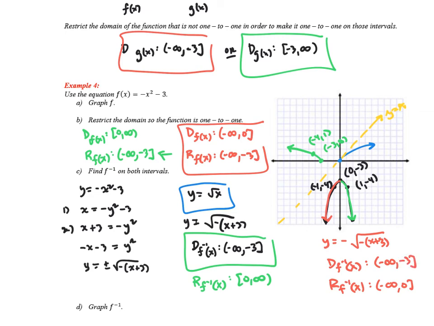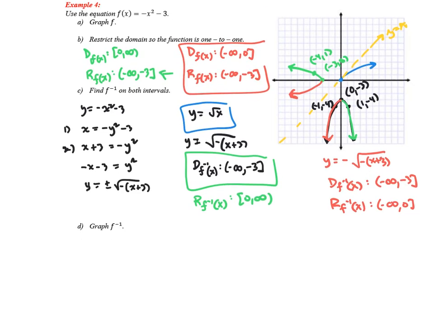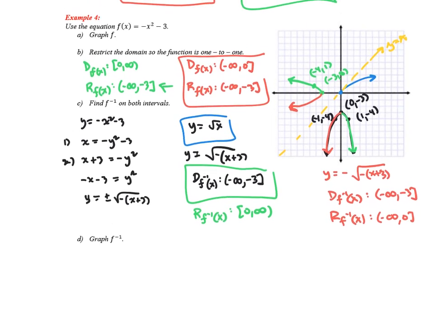So let's see how it shows up here. This is going to be the same sketch of the green graph, except it's reflected vertically. And there you have it. That matches those domains and ranges, and shows you the relationship between f and f inverse. It looks like I graphed f inverse, so I think we're good.